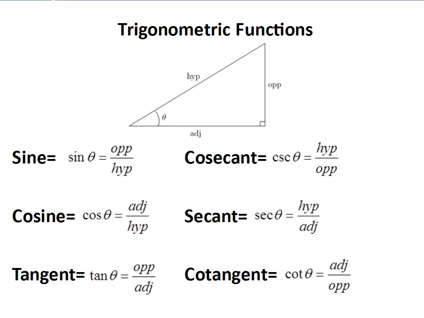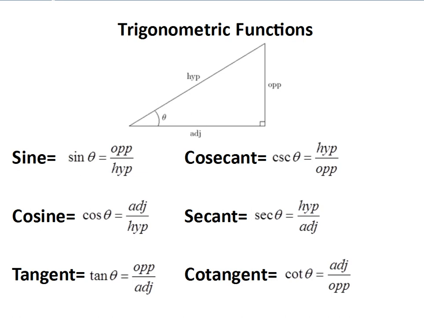They are sine, cosine, tangent, cosecant, secant, and cotangent. We abbreviate sine as sin. So the sine of theta is equal to the opposite side over the hypotenuse. Cosine is the adjacent side over the hypotenuse. And tangent is the opposite over the adjacent.